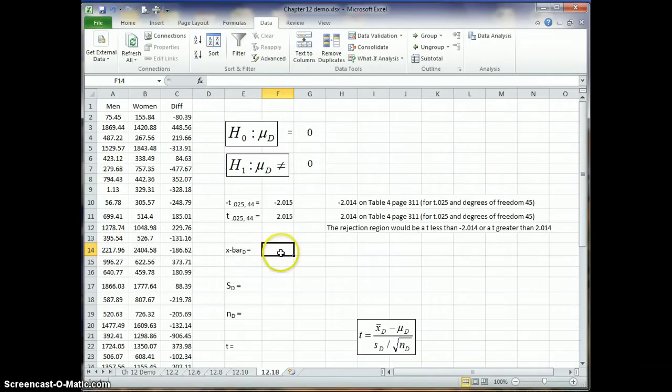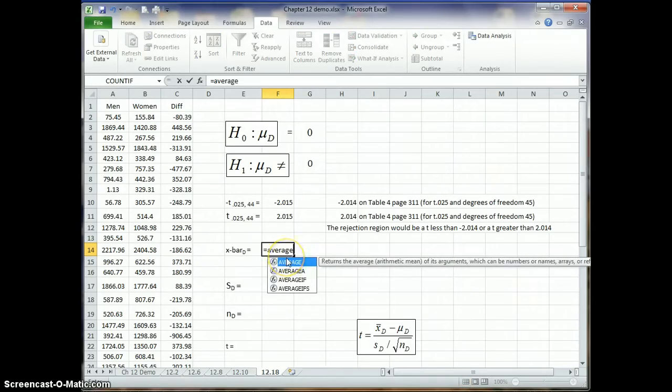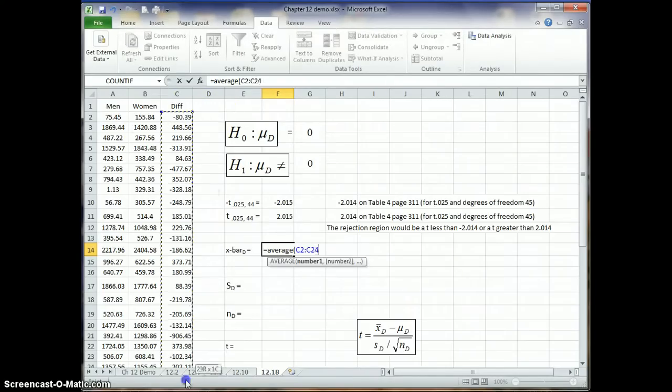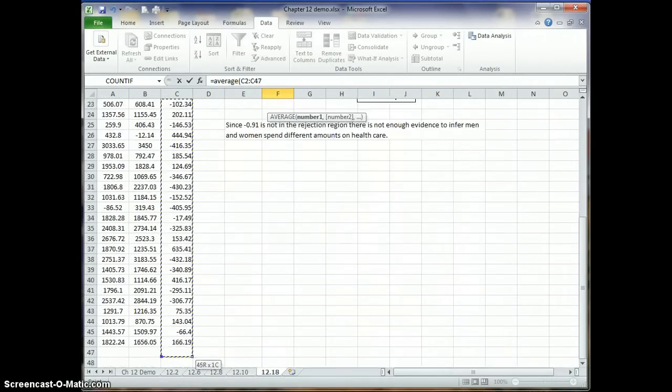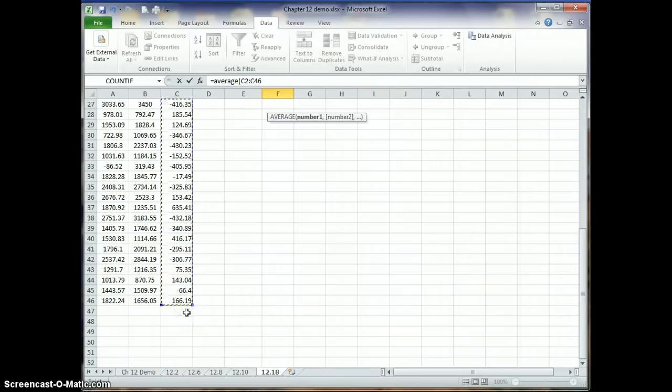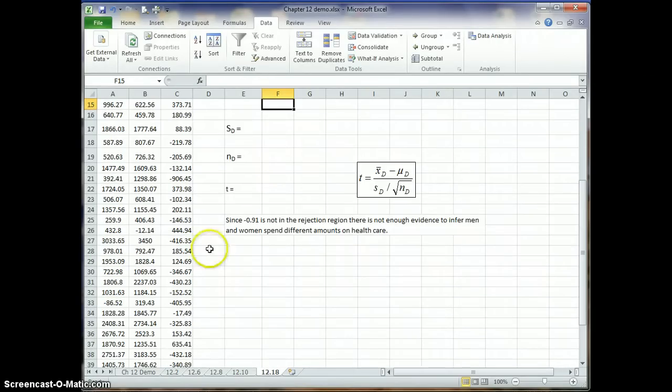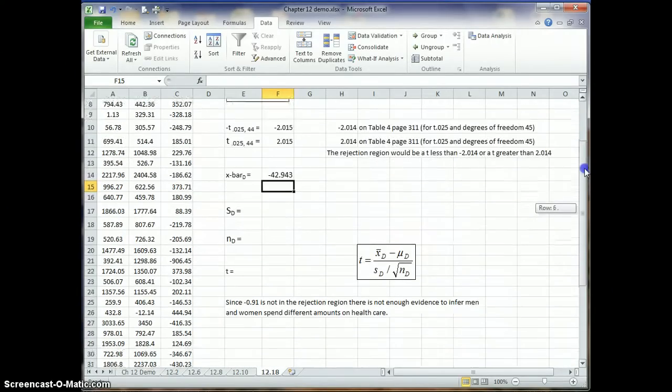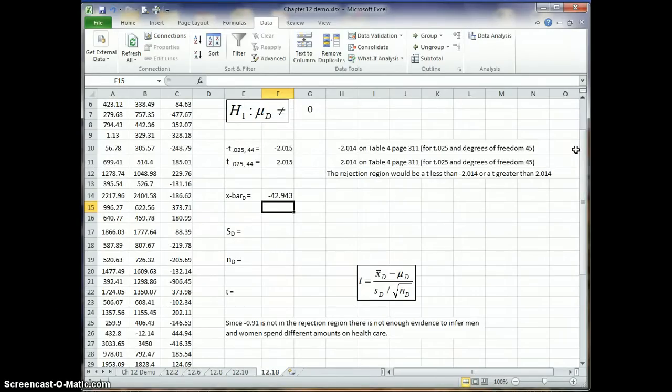And so now we're going to calculate the mean for the difference, that x bar d. So equals the average function, and then we're going to click here on C2 and go down to C46, close the parentheses, and we get an x bar of minus 42.943.